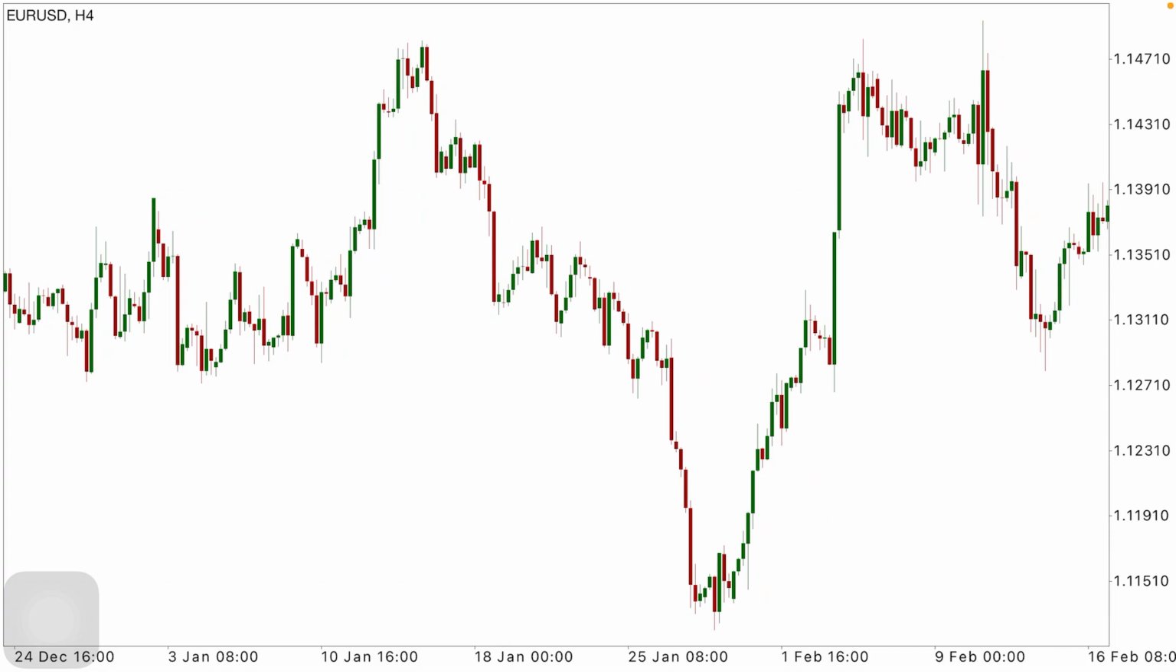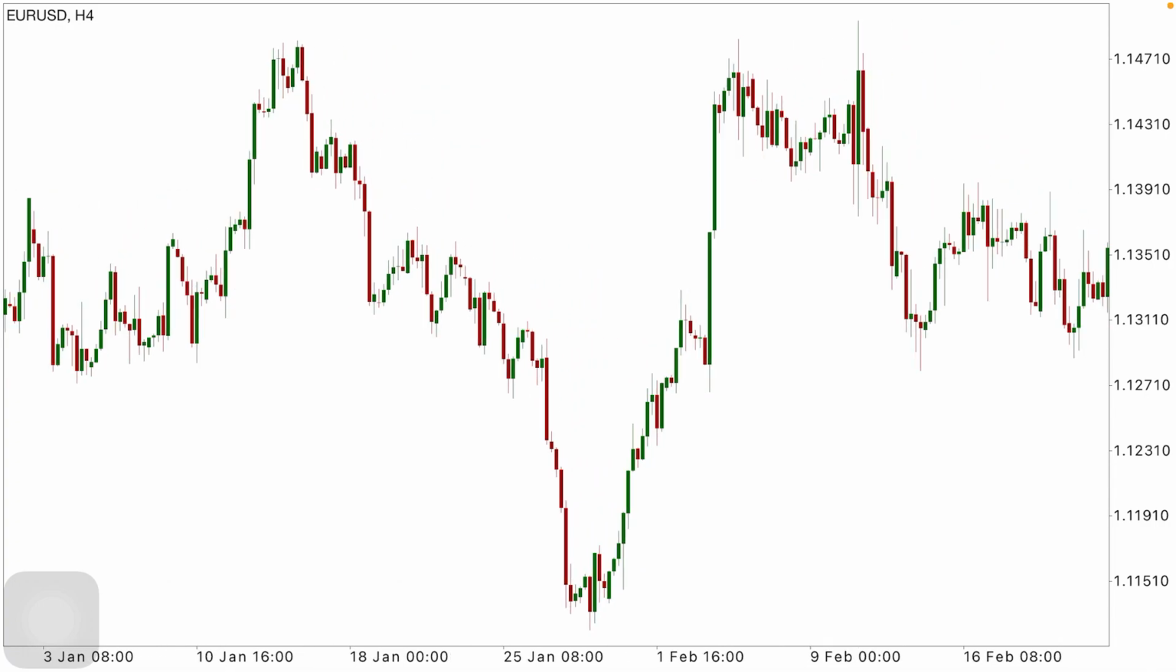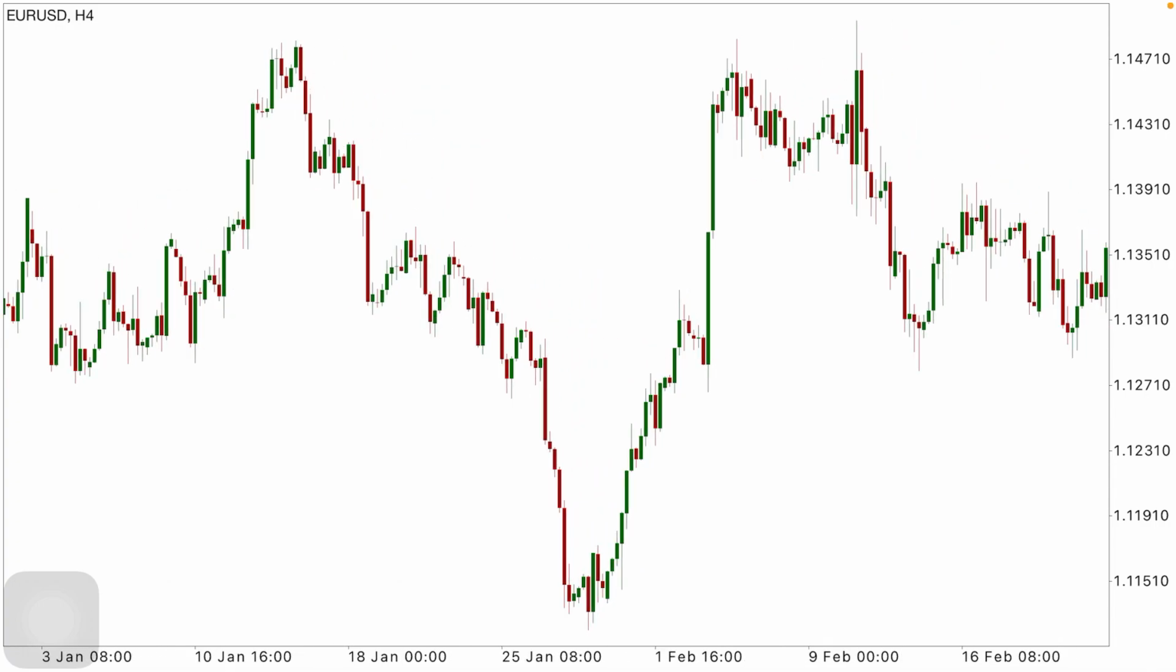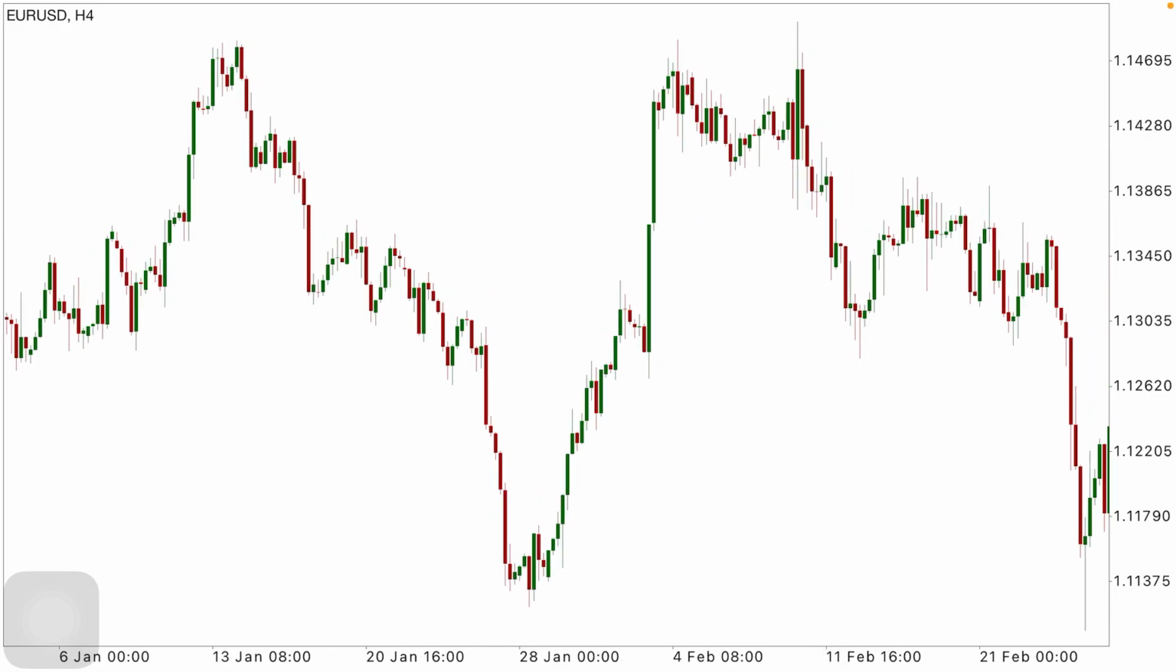So now, an order block, as I've said, we have two types: the bearish order block, which is also known as the supply zone, and the bullish order block, which is also known as the demand zone. I will show you right now.